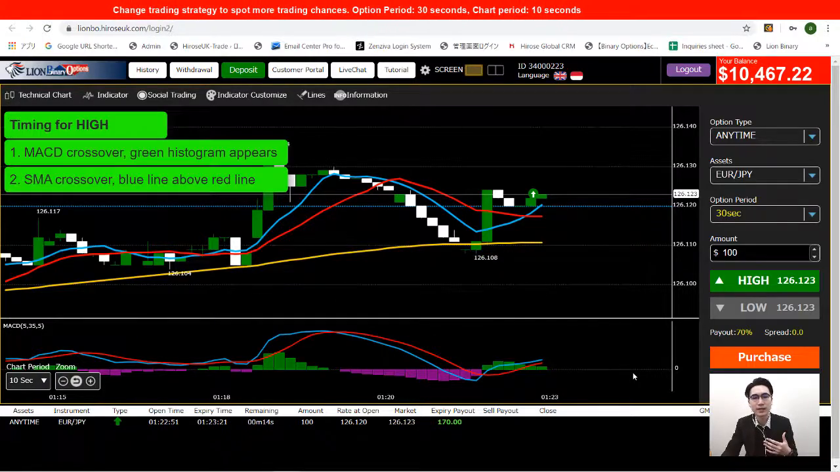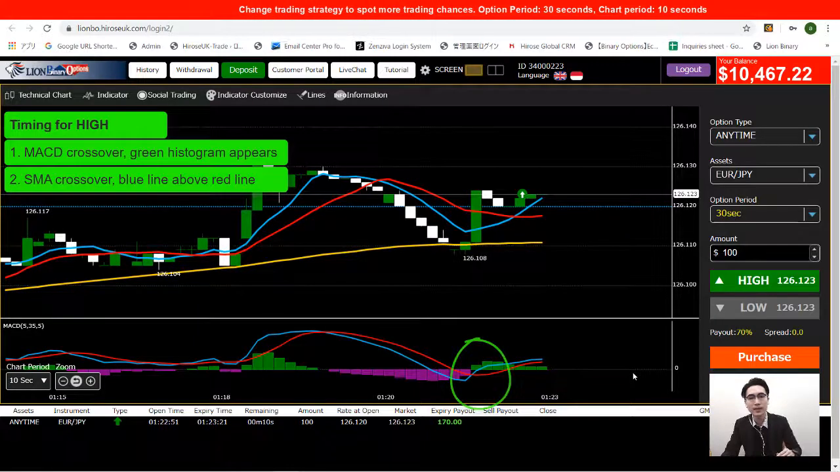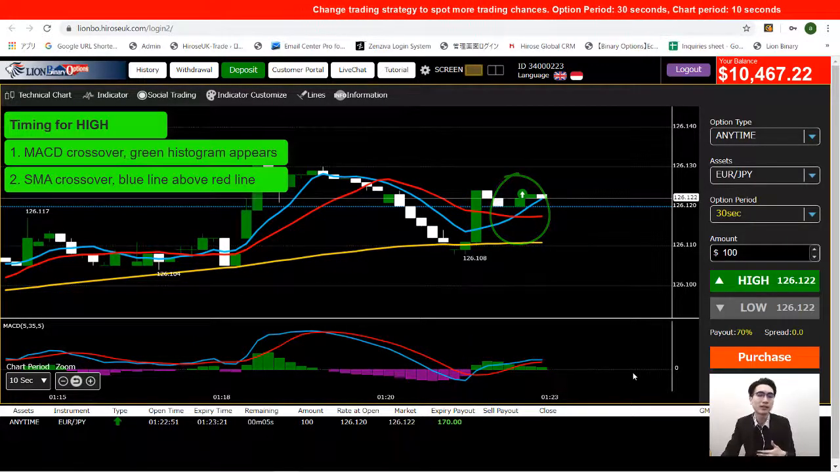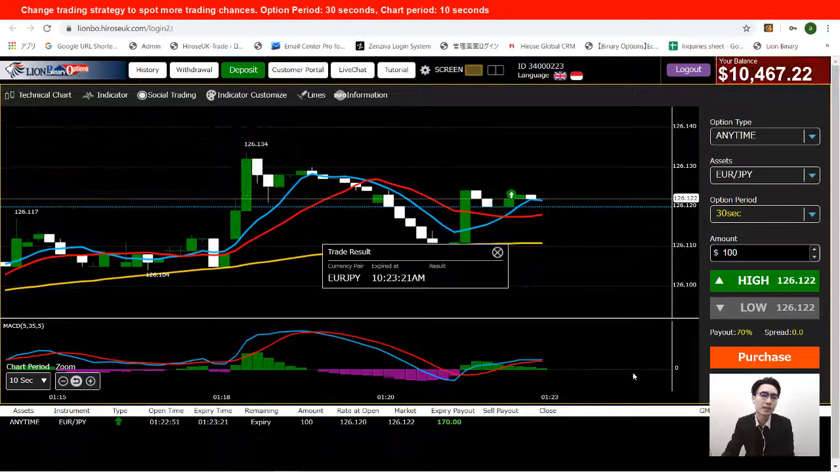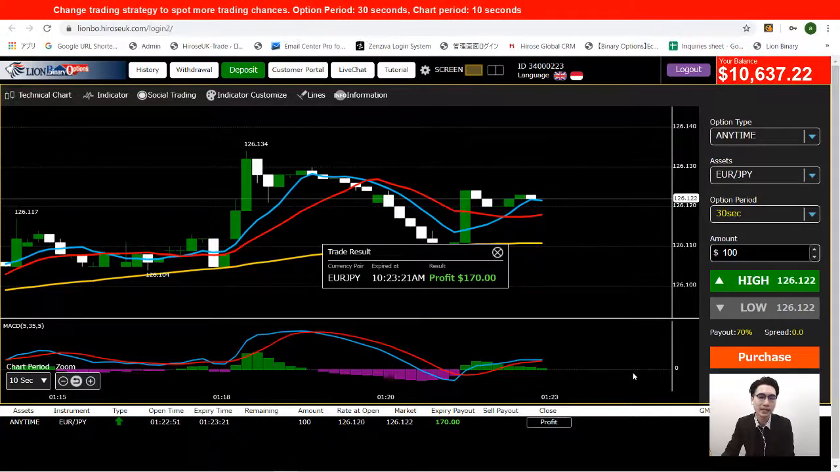Then you see the MACD crossover, and it gives me a green histogram, and then I move back to the simple moving average. The blue line and red line crossover. The blue line goes above the red line. Then that's why I opened the trade there. So now, yep, it's ending in profit.